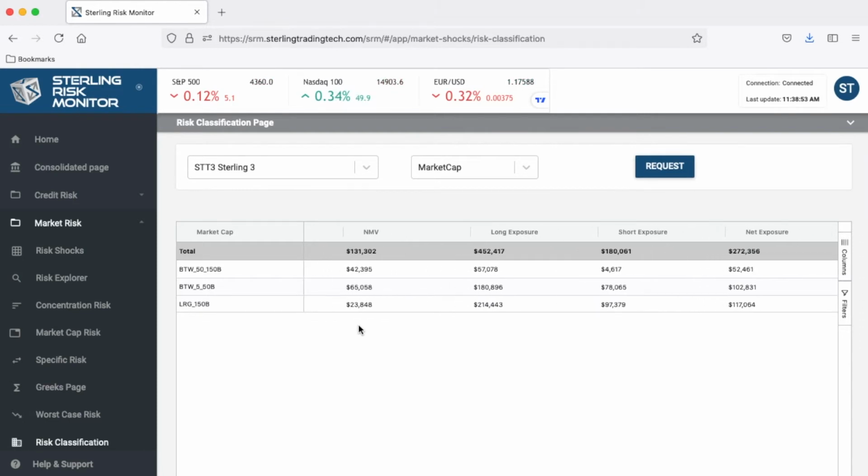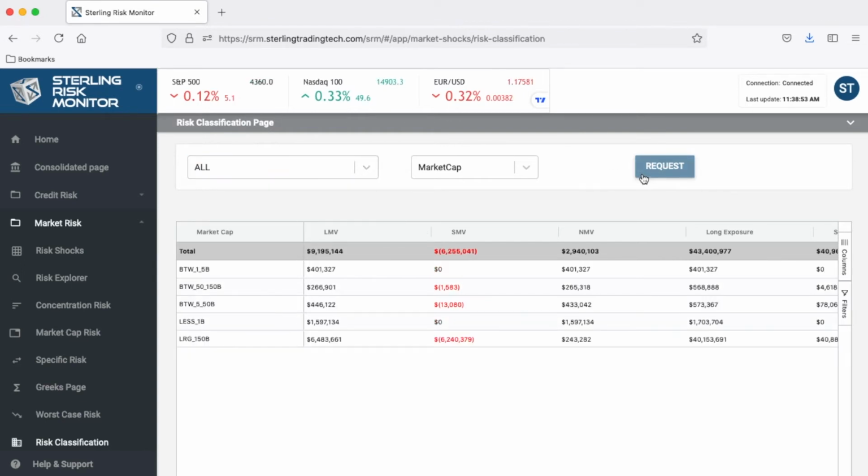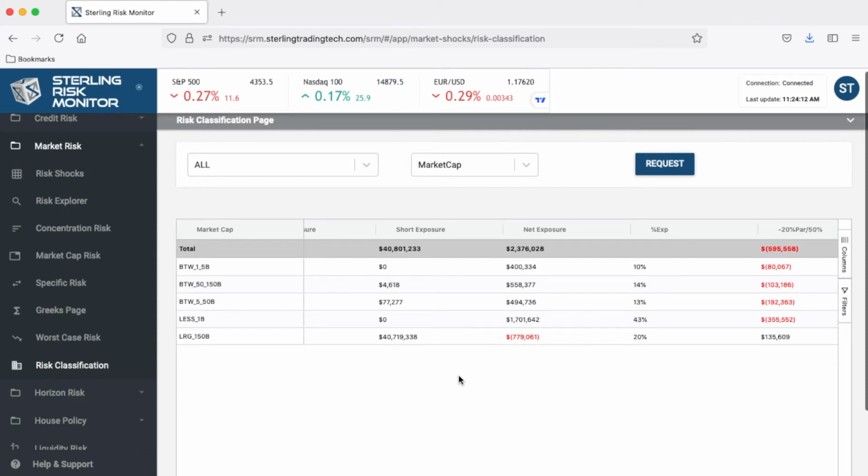Here, you can see how the risk of your portfolio breaks down between different market cap ranges. You can do this for all portfolios as well. Here you can see the entire set of portfolios and how they look broken down by market cap. It also shows you the percent of exposure by market cap.